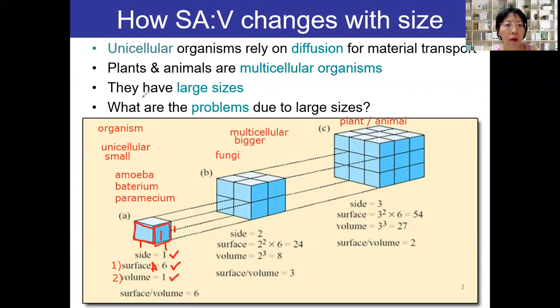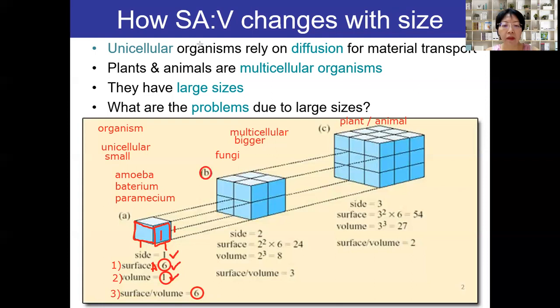Now the more important thing is this formula here, surface area to volume ratio. Surface area to volume ratio is 6 divided by 1. Surface area is 6, volume is 1, so 6 divided by 1 is 6. This is the calculation for the unicellular organism. Now let us look at B for fungi.